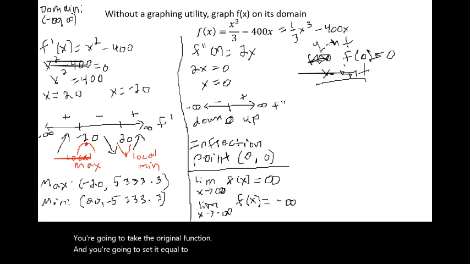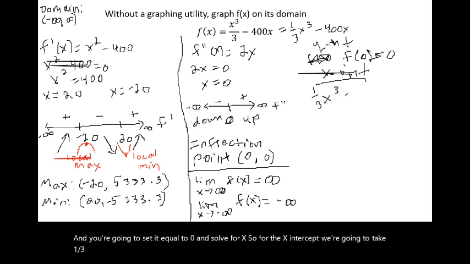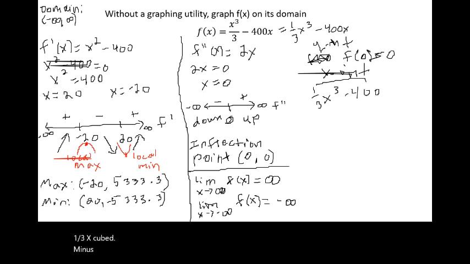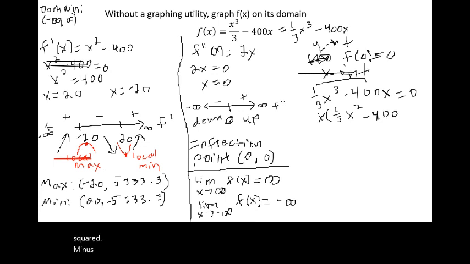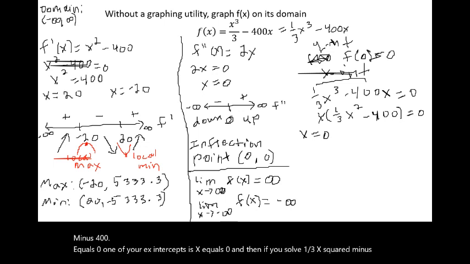and solve for x. So for the x-intercept, we're going to take 1/3 x cubed minus 400x. We're going to set it equal to 0 and we're going to solve for x. So when you solve this for x, one of your x-intercepts is x equals 0. So, if you factor out an x out of both terms, you get 1/3 x squared minus 400 equals 0. One of your x-intercepts is x equals 0. And then if you solve 1/3 x squared minus 400 equals 0, you get two other x-intercepts.